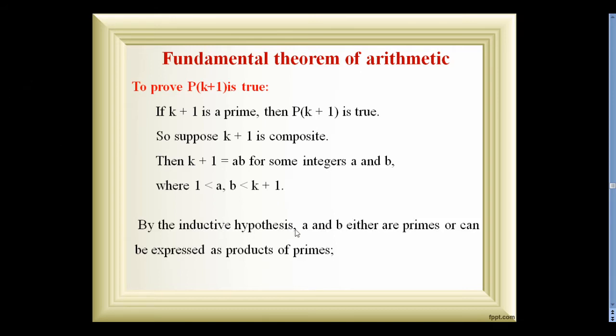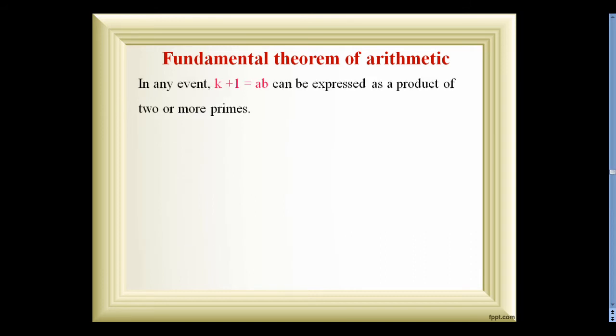By the inductive hypothesis, A and B either are primes or can be expressed as a product of primes. For example, if you have a number like 6, 6 can be written as 2 into 3, and 2 and 3 lie between 1 and k plus 1. By the inductive hypothesis, A and B either are primes, yes, 2 and 3 are primes, or can be expressed as a product of primes. In any event, k plus 1 equal to AB can be expressed as a product of two or more primes. Thus, P of k plus 1 is also true.